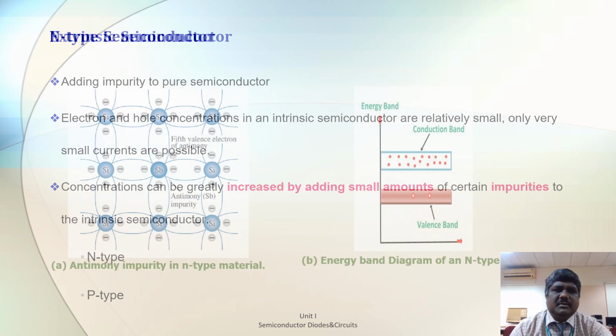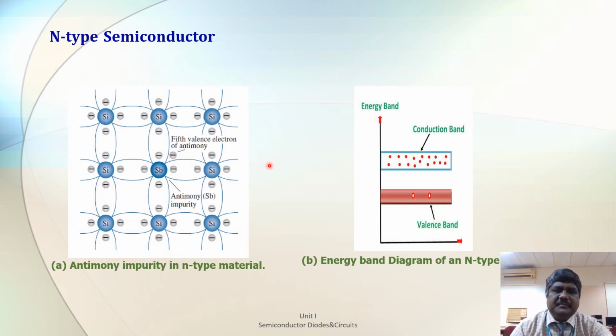We'll discuss the n-type semiconductor. So this is the energy band diagram. Here the holes can be created, and those holes can be moved into the conduction. Now we can analyze. Here the majority carriers are more in number. This is a silicon semiconductor. Here this is a valence electron, and the antimony impurity is added.